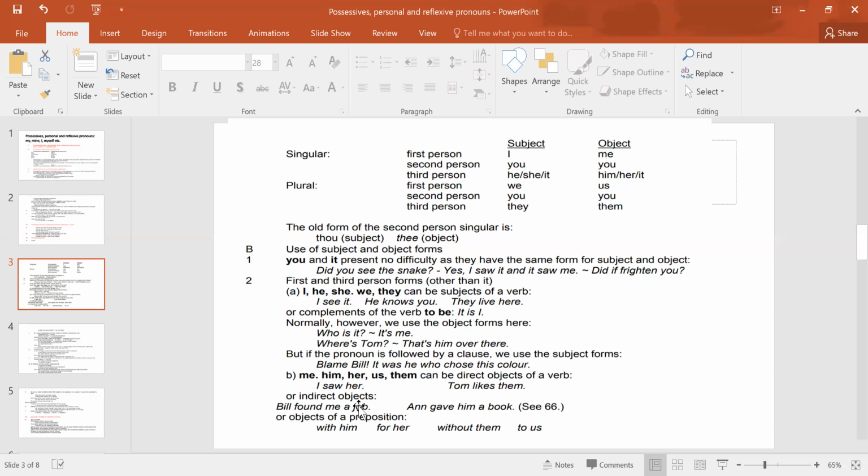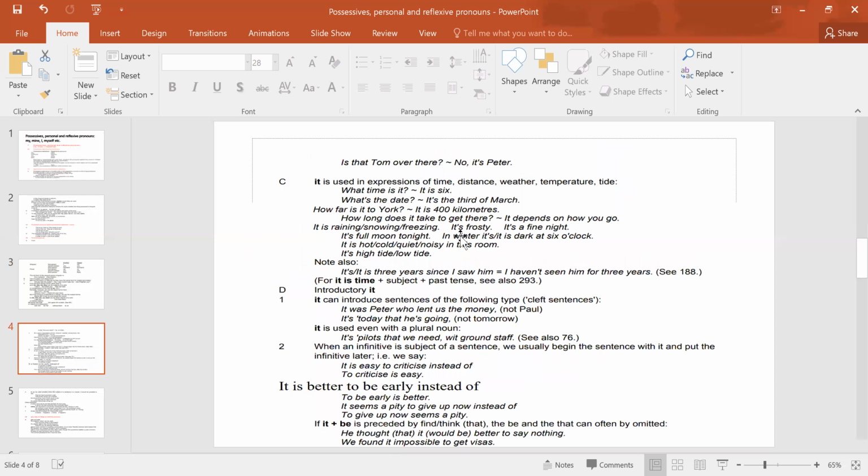Bill found me a job. So here, found what? A job. So a job is the direct object here and me is the indirect object. And gave him a book. So gave what? The answer is a book. So a book is the direct object here and him is the indirect object. So direct and indirect objects can be used in a sentence like this.